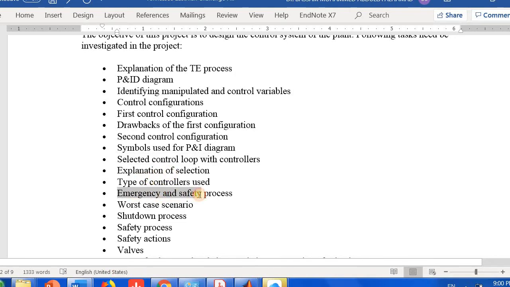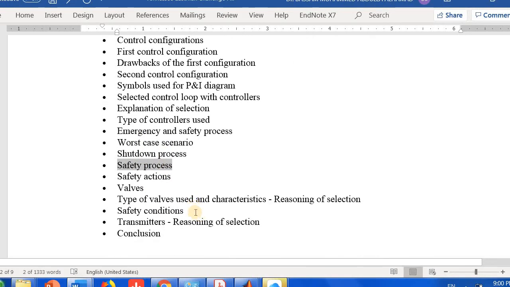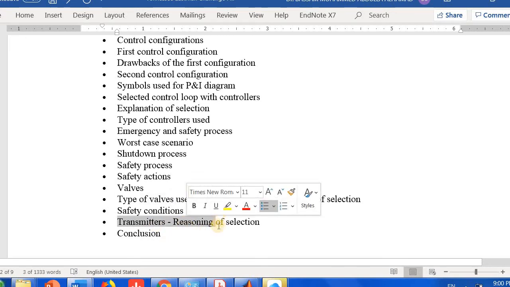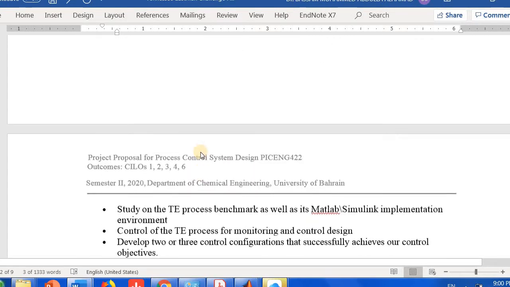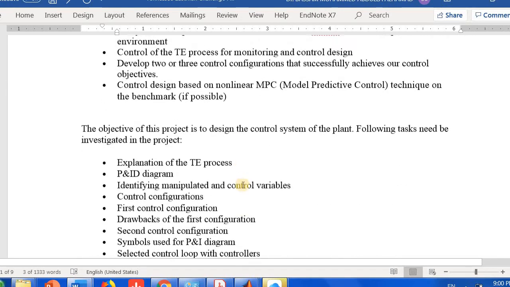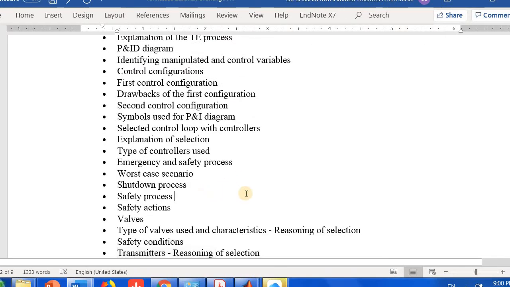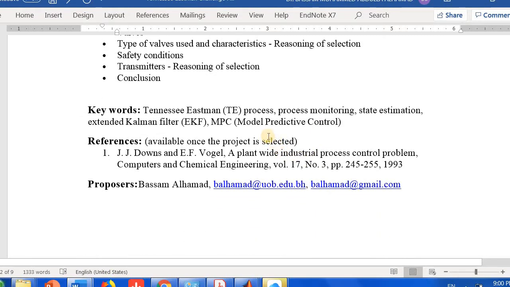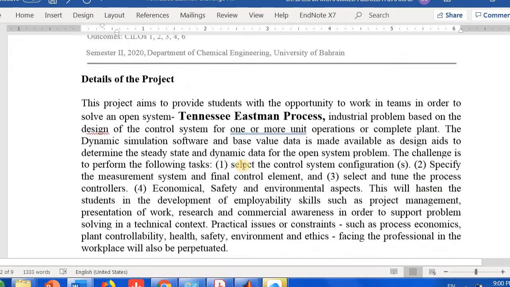And then you're going to talk about emergency shutdown processes and safety processes, and mention the types of valves you're using and the types of transmitters you are using to measure, the instruments: the TI, PI, LI. What are the types of those instruments? I'm also expecting you to tell me what standards you have used, and what the restrictions or constraints are. So this is part of what you're trying to do.